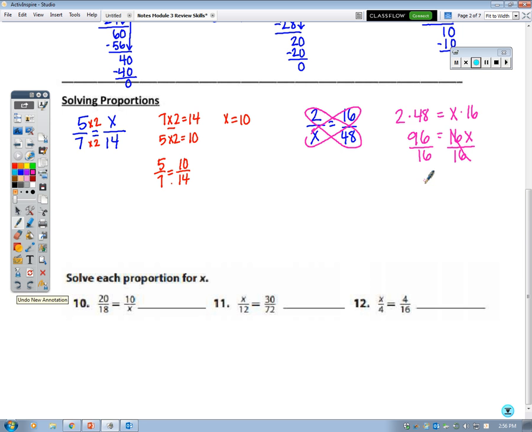96 divided by 16 is 6, so x equals 6. And I'm just going to plug that in to check and make sure that makes sense. And I might check with method 2.